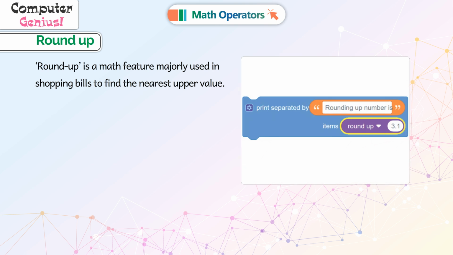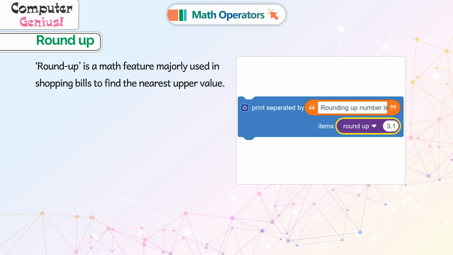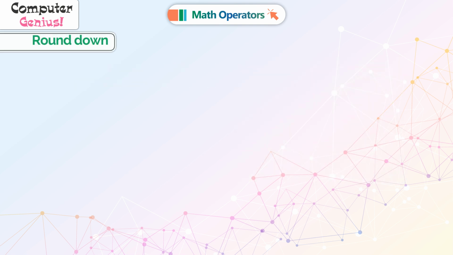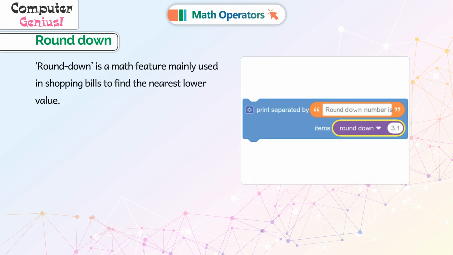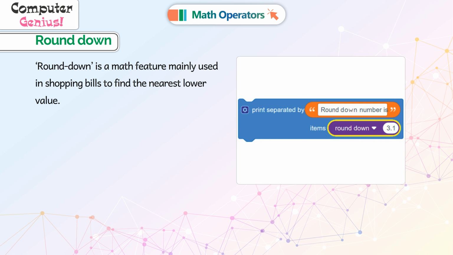Round up. Round up is a math feature majorly used in shopping bills to find the nearest upper value. Round down. Round down is a math feature mainly used in shopping bills to find the nearest lower value.